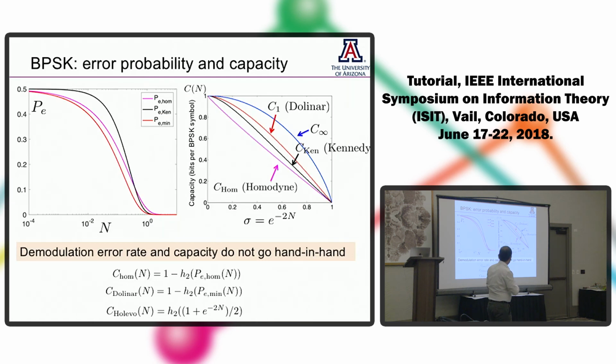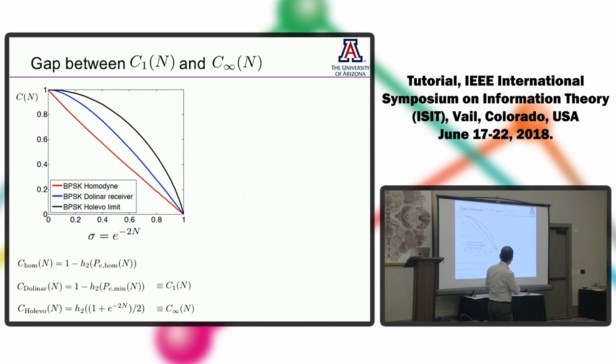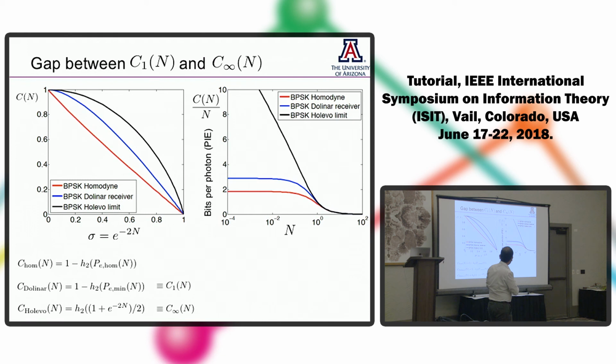Okay, so let's take that capacity curve. I dropped one of those, so I'm plotting the three: homodyne, Dolinar, and the Holevo limit. This is the C infinity. And instead of plotting capacity as a function of sigma, which is the overlap between the coherent states, e to the minus 2n, I'm going to plot the capacity in units of bits per photon.